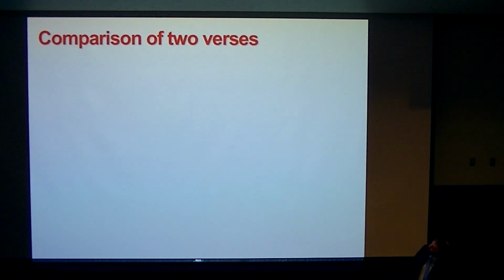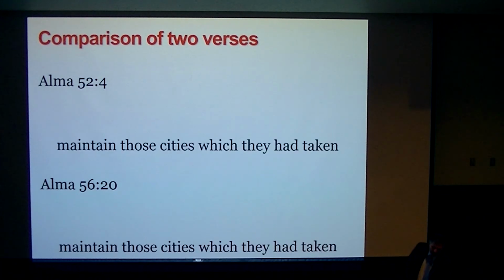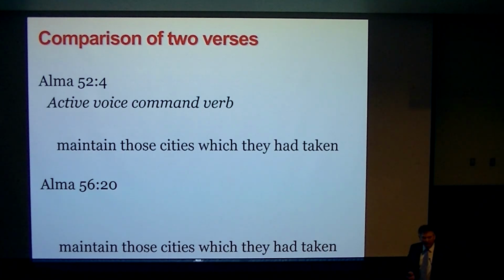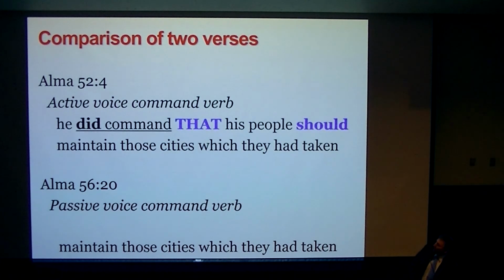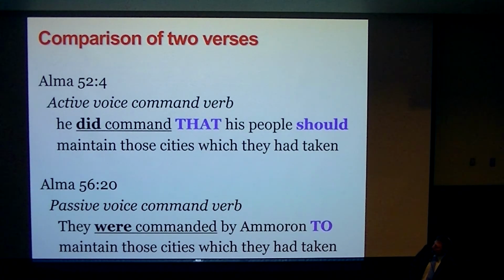We're going to compare two verses. One's in Alma 52, one's in Alma 56. They end the same way, "maintain those cities which they had taken." One has an active voice command verb. The second one has passive voice. We get "that" with the active voice verb, "He did command that," and we get "to" with the passive voice. You cannot recover this from the Bible, but it is an early modern English pattern.